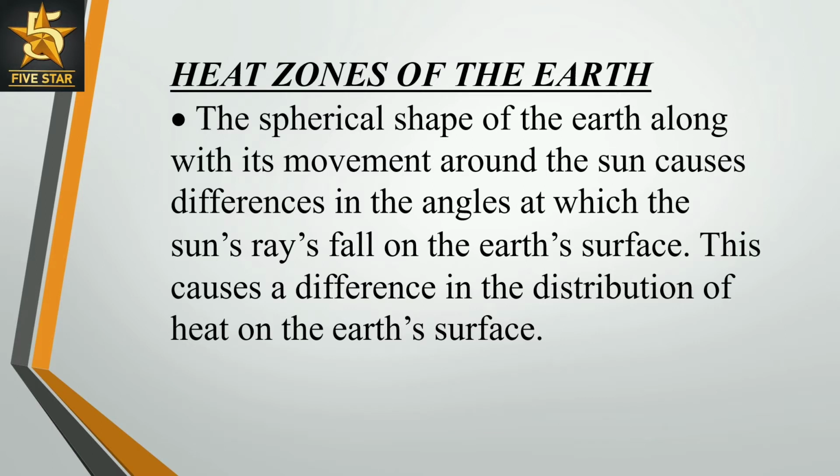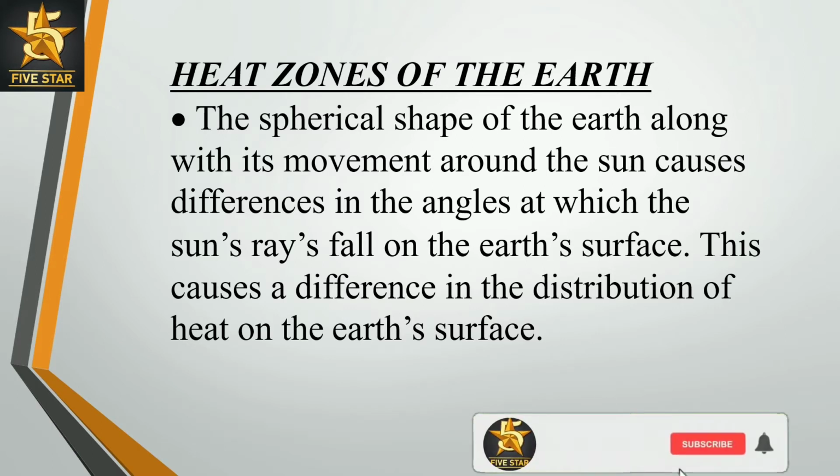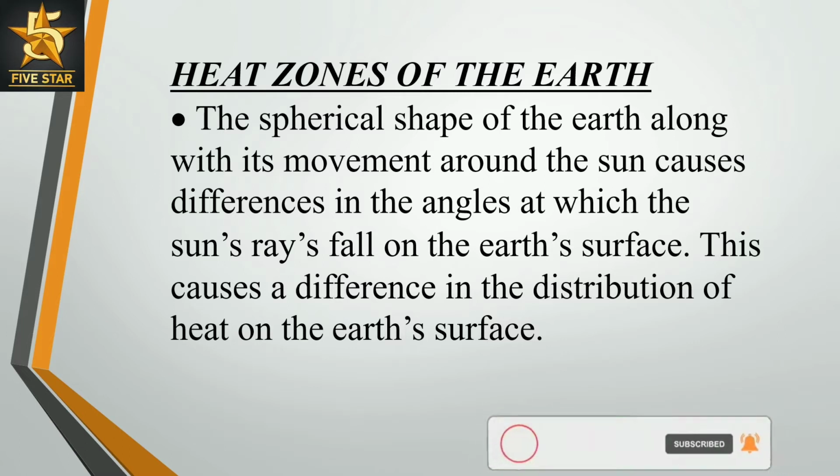Heat zones of the Earth. The spherical shape of the Earth along with its movement around the Sun causes differences in the angles at which the Sun's rays fall on the Earth's surface. This causes a difference in the distribution of heat on the Earth's surface.